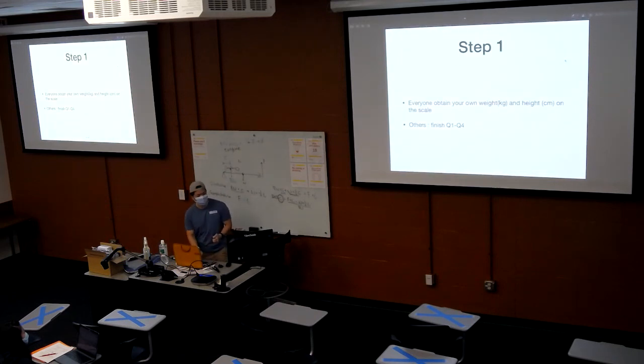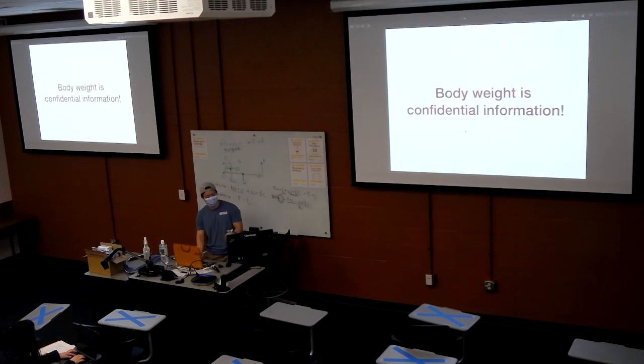So we've got several steps. The first step: we've got a weight scale over there. If you don't know your height or body weight, you can get it there. And when somebody is getting their weight, you can finish questions 1 to 4 on the manual. That's basically the same thing that we just did, but I want you to write it again to consolidate the memory in your brain. So step 1, you can get your weight, and others finish questions 1 to 4. And be careful that body weight is confidential information, so don't try to look at others' body weight.